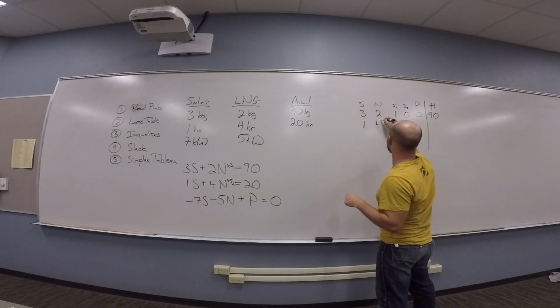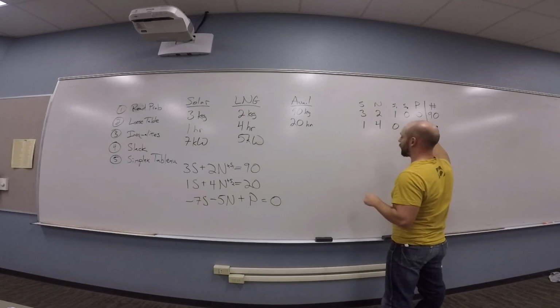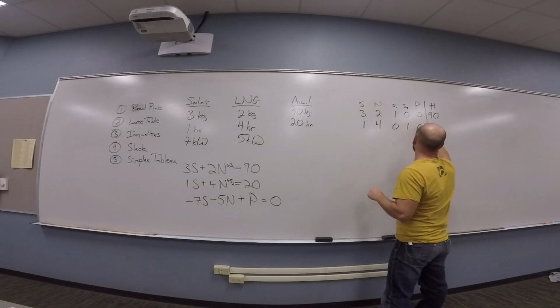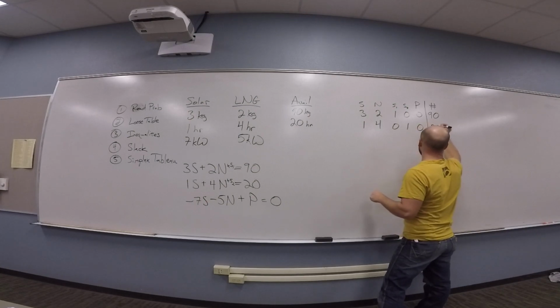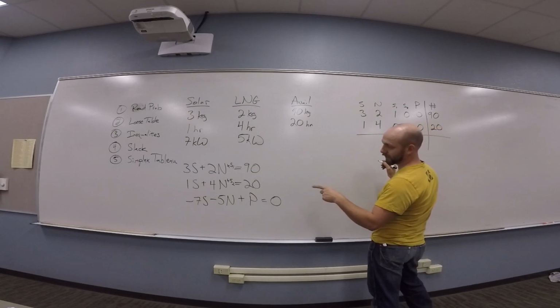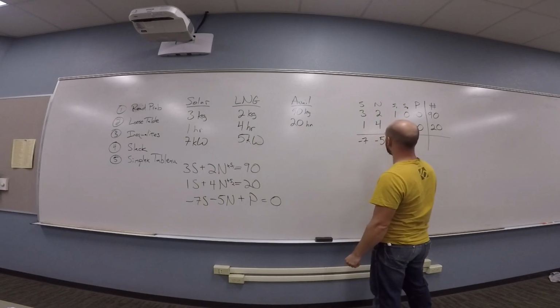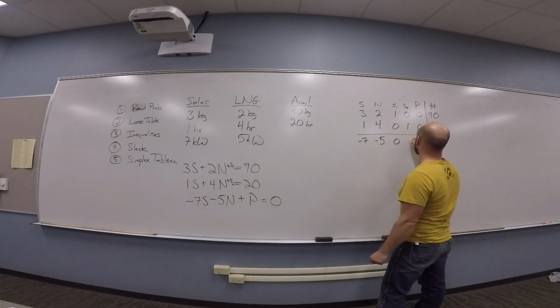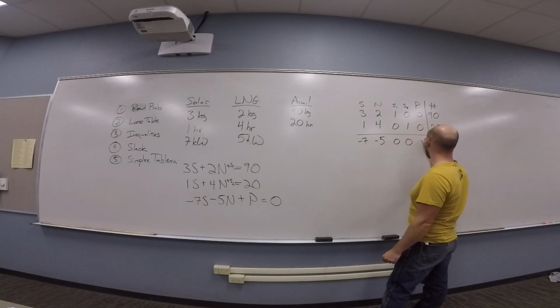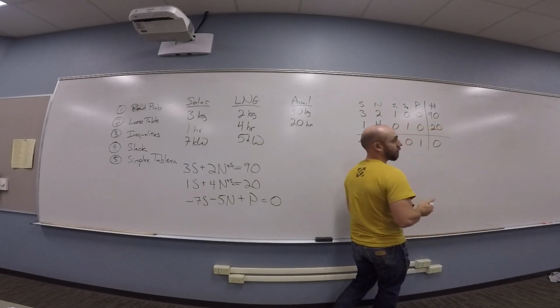Okay, row 2 is 1 S, 4 N, 0 S1, 1 S2, 0 P, and 20. And the profit row is -7, -5, 0, 0, 1, and 0. That's it, right? That's all we have to do?